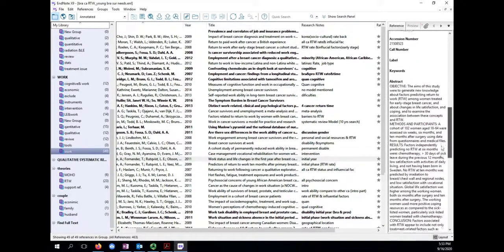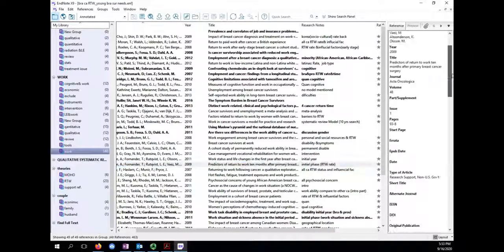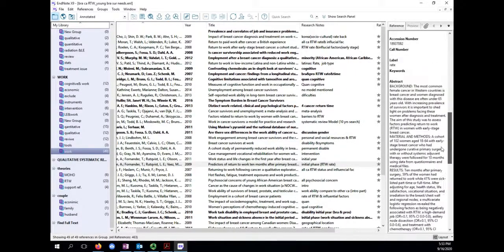You can always come to the abstract. And for this one, it says the aims of this study were to generate knowledge about factors predicting return to work among women. So they're looking at factors. And you may find other articles also looking at predictors, which are the factors. Let me look. So their objective is, the aims of this study were to assess factors predicting return to work.